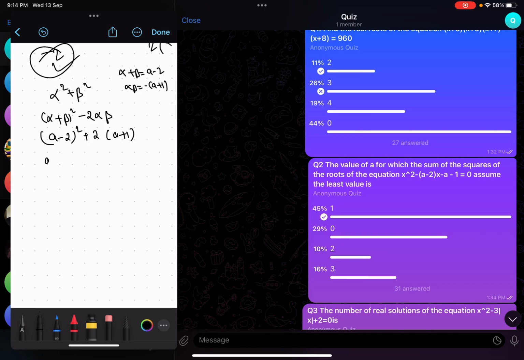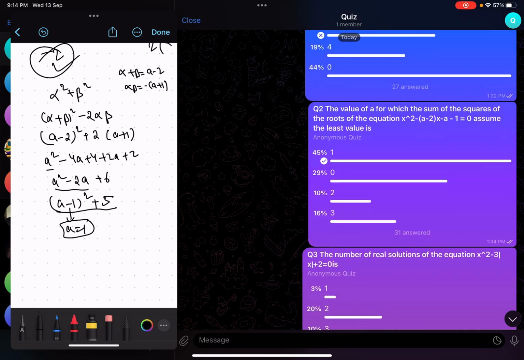So we get (a minus 2) whole square minus 2 times minus of (a plus 1), which becomes positive 2(a plus 1). Now expand this: a square minus 4a plus 4 plus 2a plus 2, so this again is a square minus 2a plus 6. Now, as a very common thing, since we have to find the least value, we'll make this a perfect square: a minus 1 whole square plus 5, since we added 1 and subtract 1. To get the minimum possible value we have to minimize this, and a equal to 1 will minimize it, so 1 is the answer to this question.